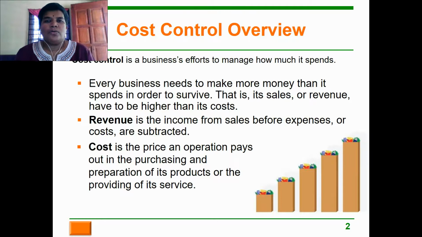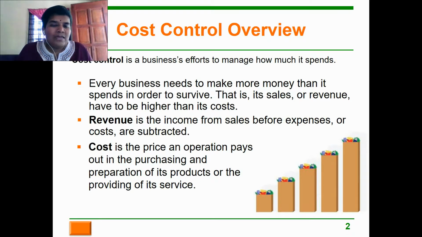So, on cost control overview, cost control means how much we spend to create a particular product. So you have to take effort to manage the spending. The ultimate goal for any business is to minimize the cost and maximize the profit. Every business needs to make more money than it spends in order to survive. That is its sales, which we can call revenue. Your revenue should always be higher than your cost, so then only you can see a profit. If your cost is higher than revenue, definitely you are making a loss.